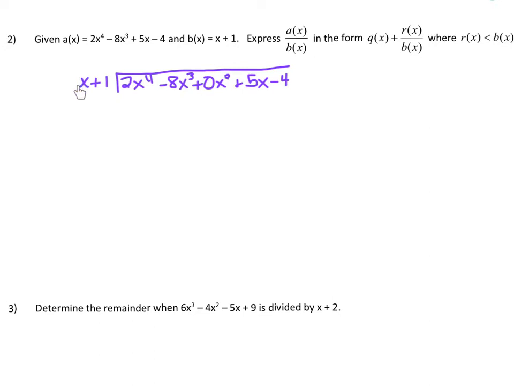All right, so let's do it. So we look at the first term here and the first term here, and we say, well, what do I need to multiply this x by to give me 2x to the 4th? Well, I need to multiply it by 2x cubed. So let's put that on top. Oop, that's supposed to be a 3. And then we're going to distribute. 2x cubed times x would be 2x to the 4th. And then 2x cubed times 1 is 2x cubed.